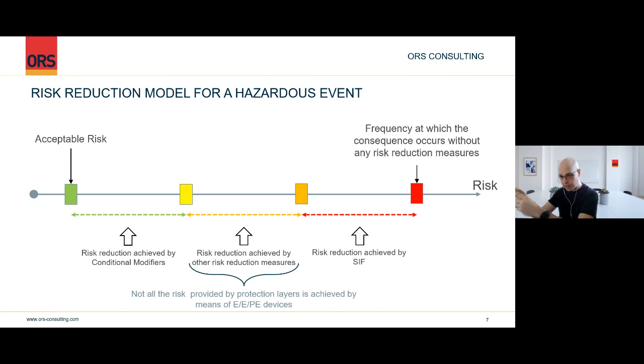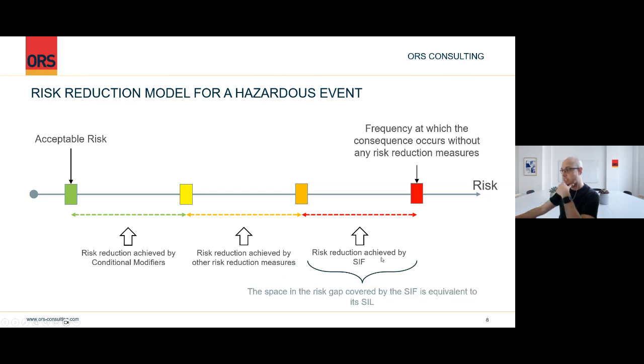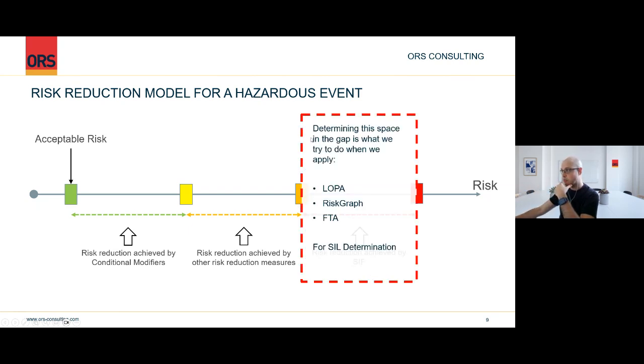While for the ones that are E/E/PE devices or that have E/E/PE components, we need to perform SIL determination, right, to see what their safety integrity level is. So this space in the risk gap, which is covered by the safety instrumented function, is equivalent to the safety integrity level of that function. That's what we are trying to find when we do SIL determination, this space in the gap, right?